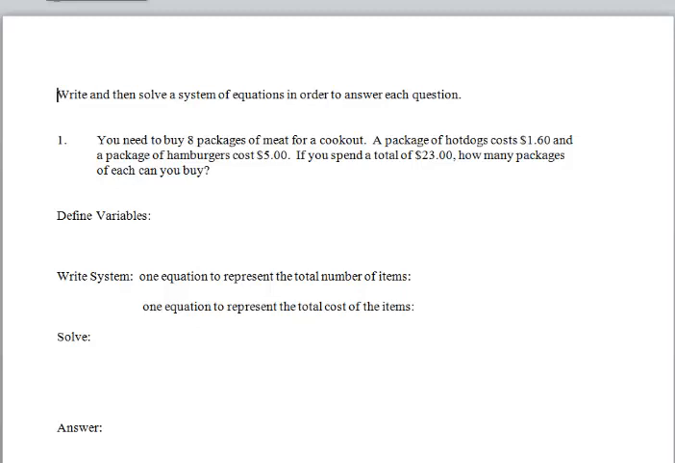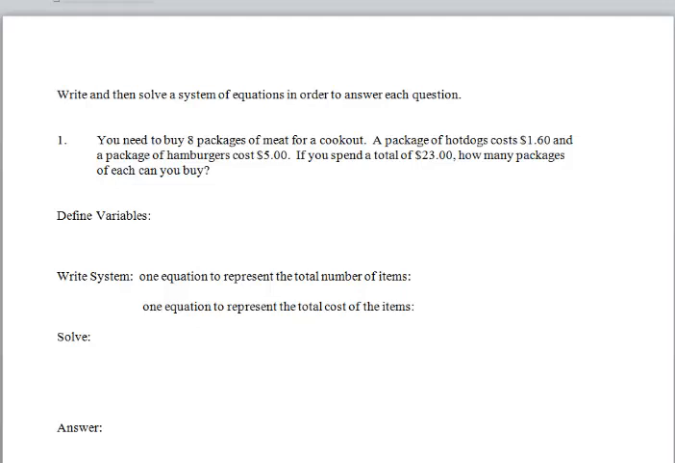If we take a look at our first example, we're told that we need to buy 8 packages of meat for a cookout, that a package of hot dogs costs $1.60, and a package of hamburgers costs $5. We need to spend a total of $23. We want to find out how many packages of each we can buy.